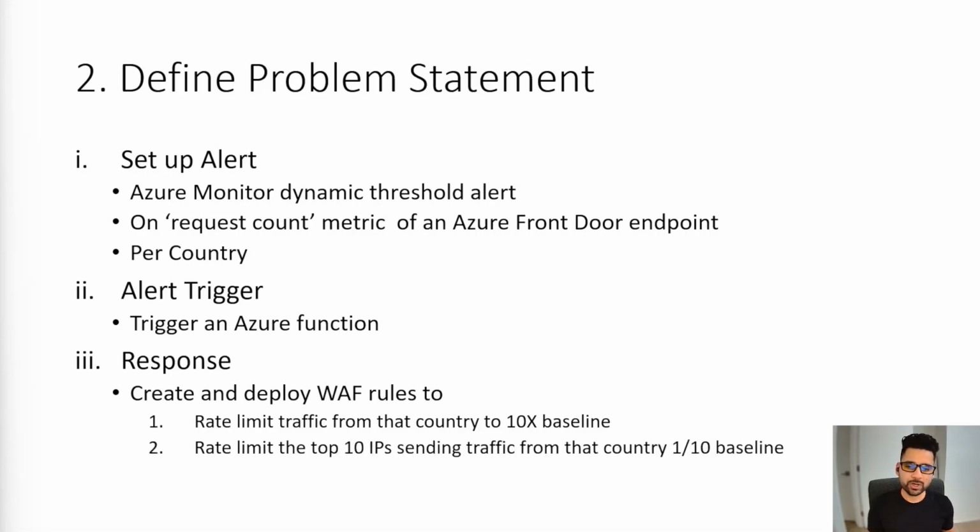The next rule that we're going to define is we're going to extract the top 10 IPs that send traffic from that country during the alert or the attack window, and we're going to rate limit each of those IPs to 1/10 the baseline. Again, the idea here is to demonstrate how to extract IP addresses from the request traffic during the attack window and how to leverage that information to craft a tailor-made response which targets specific IP addresses.